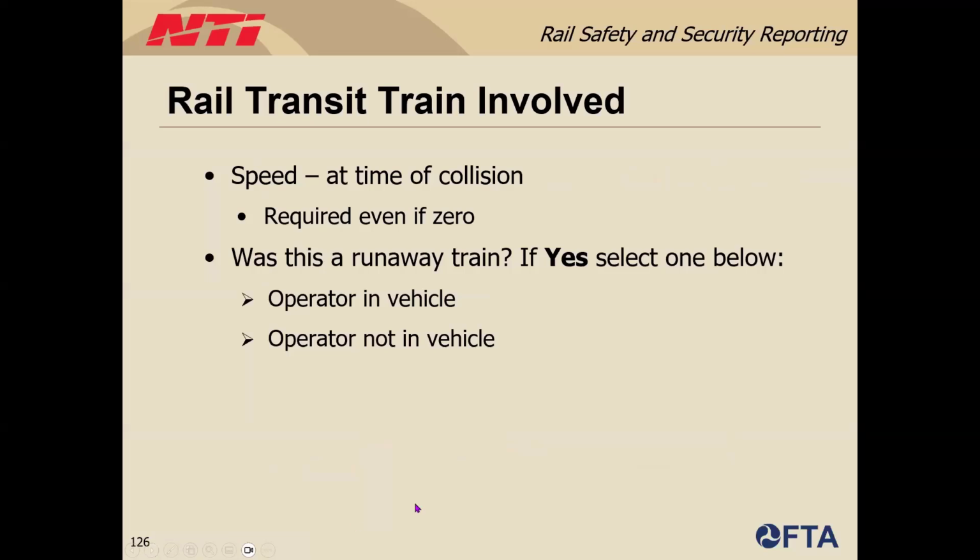All right, the speed. So you enter in the speed at the time of the collision, including if it's 0, which of course would have to match to either a parked or stopped location. And then the last question is referring to if a runaway train was involved. And if you do say yes, then it's going to ask you if the operator was in the vehicle or not.